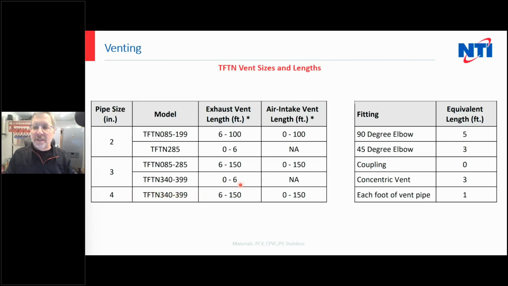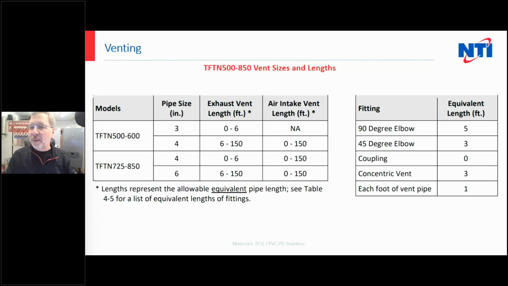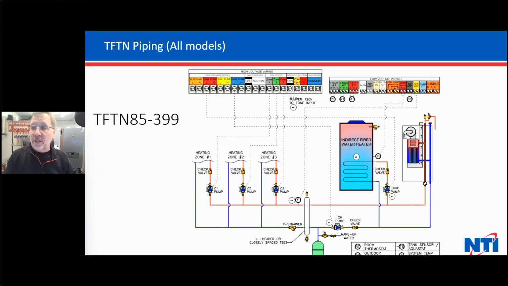So you don't have to worry about the 0 to 6 feet. One elbow is 5 feet. A 45 is 3 feet. And you're going to have more than that going on there. So even if you use a low profile vent, you're going to have more. So anyway, on the TFT 500, 600, you can get away with 4-inch, and on the 725 and 850, it's 6-inch. Please be prepared for that. And the adapters for your venting are listed in the installation and operation manual, or what I like to say, RTFM first. Good. All right.